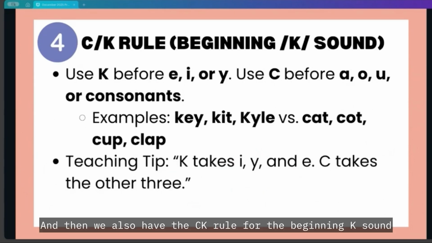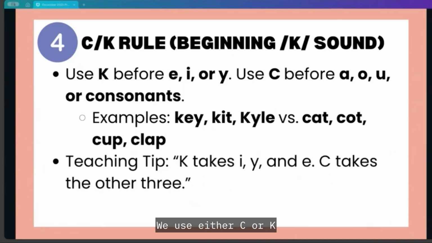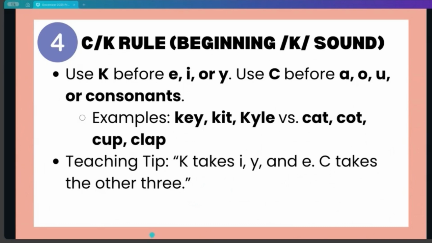And then we also have the CK rule for the beginning K sound. So we don't use CK at the beginning of a word. We use either C or K. And so teaching this to our students, we want to really bring in a good visual. There's one that we use, and it's the Kite rule. And I'll show you that anchor chart here. Actually, I'll show you that at the end as well.